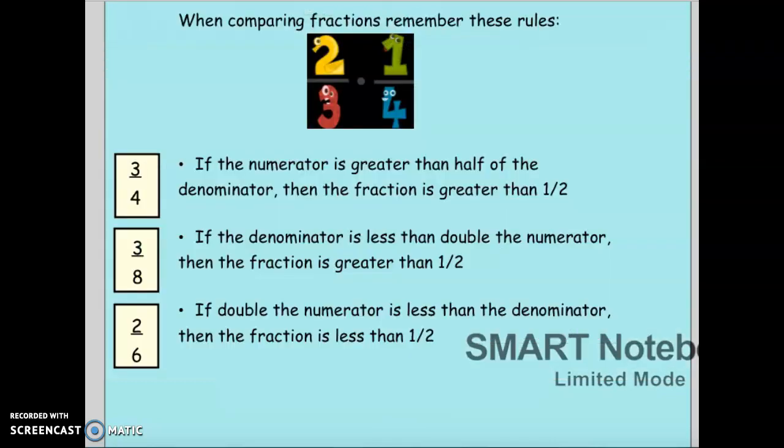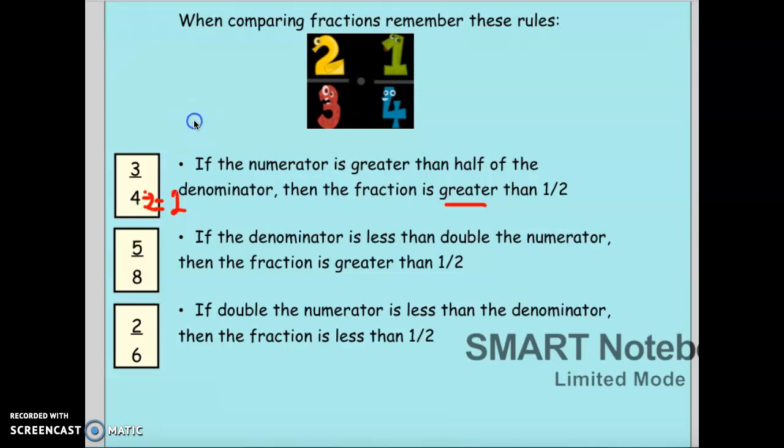Here are some other rules to keep in mind when comparing fractions. If the numerator is greater than half of the denominator, then the fraction is greater than 1/2. So, if the numerator, 3, is greater than half of the denominator, half of 4, or 4 divided by 2, is 2. The numerator, 3, is greater than 2, therefore this fraction is greater than 1/2.